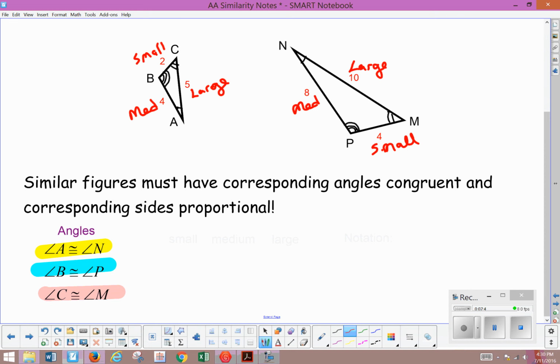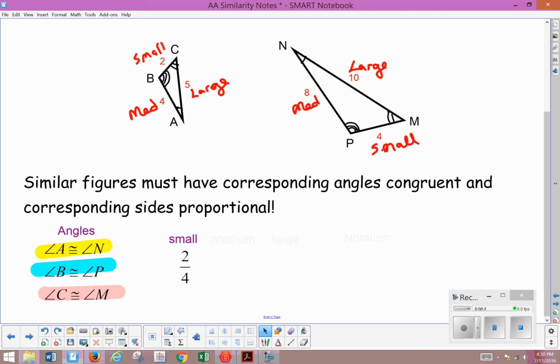Okay, by labeling my sides small, medium, and large, it's going to make it easier for me to figure out the matchups. So let's look at the figure on the left. What is the small side on the figure on the left? Well, the small side is right here, the 2. What is the matching small side in the figure on the right? Well, that would be right here, the 4. So if I match up my small over small and turn it into a ratio, I'm putting 2 over 4.